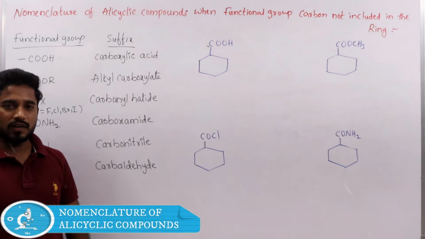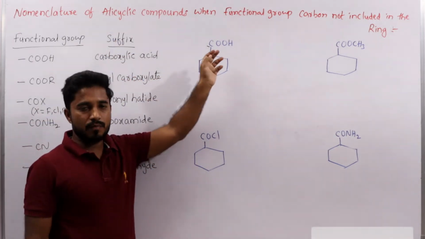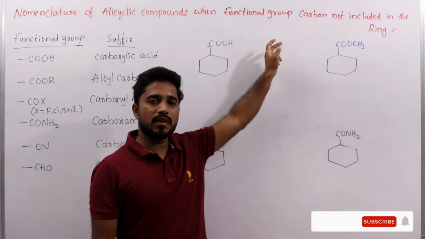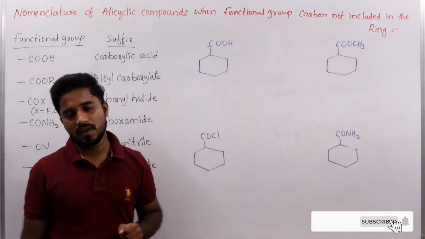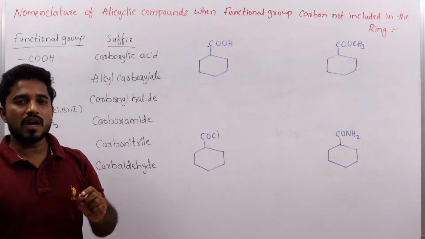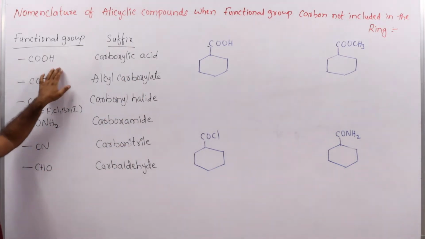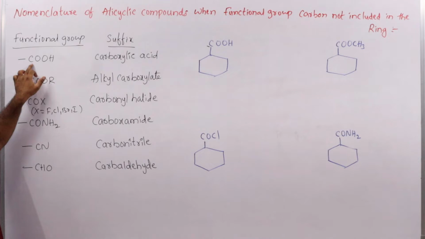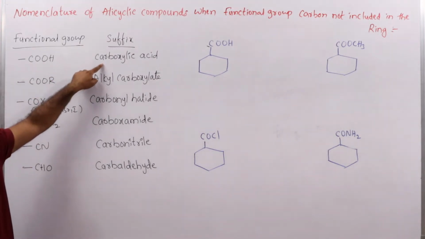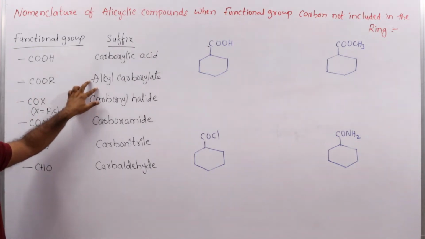Viewers, in this video, I am going to explain the nomenclature of alicyclic compounds when the functional group carbon is not included in the ring. When the functional group carbon is not included in the ring, then we have to use special suffixes like this. For example, COOH: if the carbon of COOH is not included in the ring, then we have to use the suffix carboxylic acid. If that is a COOR ester group, then we have to use alkyl carboxylate.